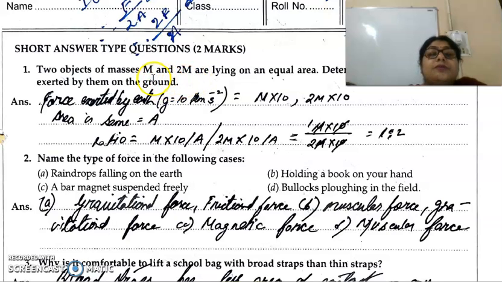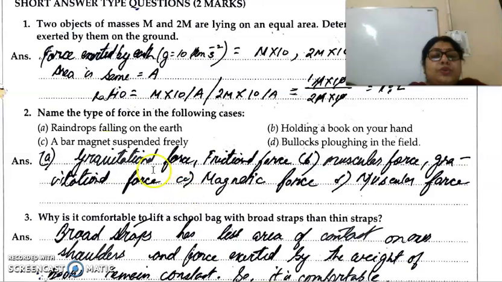So for the first one, the force will be mass m into acceleration, that is 10. So it will be m into 10. And in the second case it will be 2m into 10. Here it is said that the area is the same, so it is A for both the cases. Take the ratio, one divided by the other. That is m into 10 divided by 2m into 10. So the ratio will be 1:2.